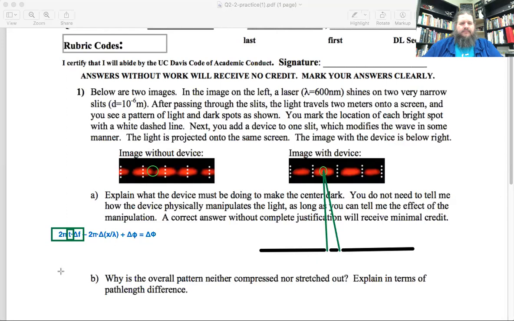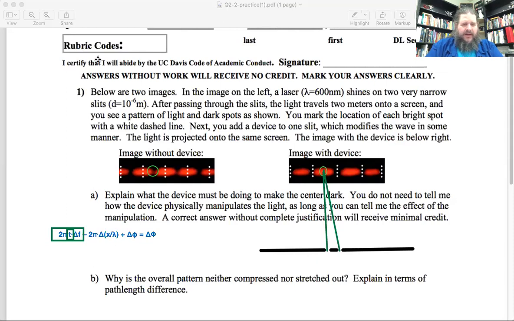Okay, and then again, can you go over how you know that it's not going to be either compressed or stretched out? My question is, what causes the pattern to be stretched out or compressed? I think the only way you would be able to accomplish that is by changing the wavelength, like if you swapped the light for a different color.